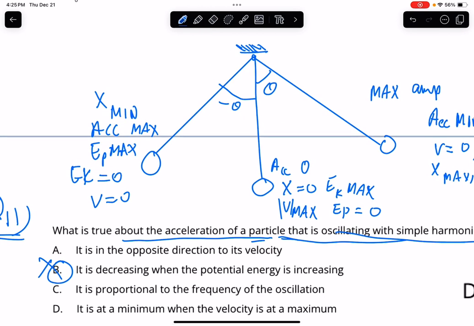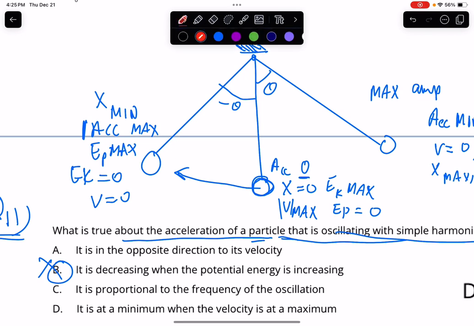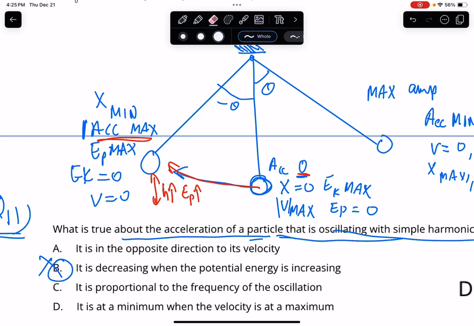So B is going to be wrong because when you're going in this direction, what you're seeing is this acceleration, ACC, is becoming maximum. And at this point, the acceleration is 0, right? So when you're going in this region, first of all, you're increasing your height. So because you're increasing your height, you're increasing your potential energy. And we are seeing that the acceleration is going from 0 to maximum acceleration.